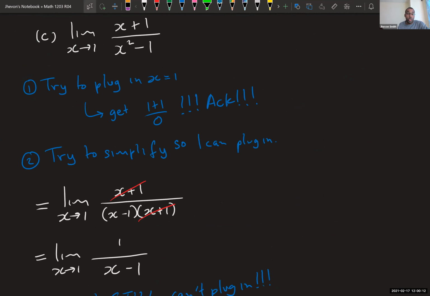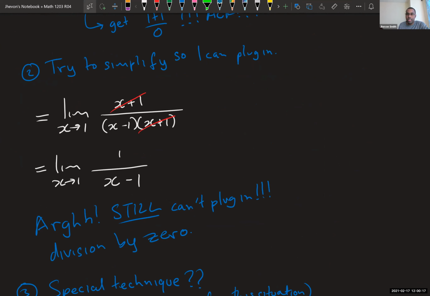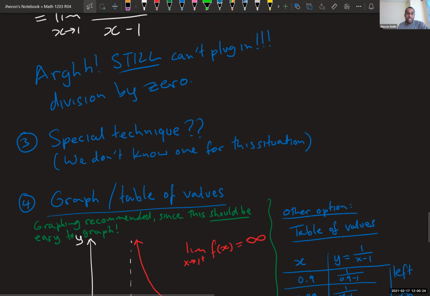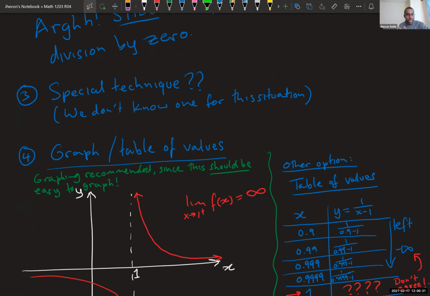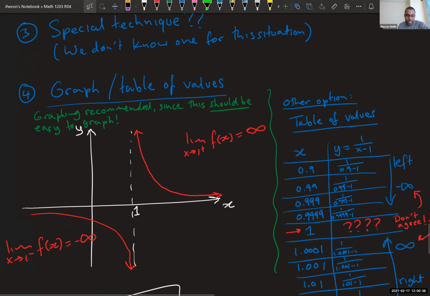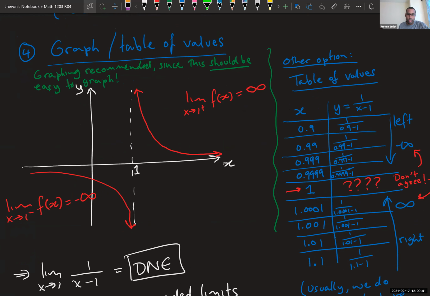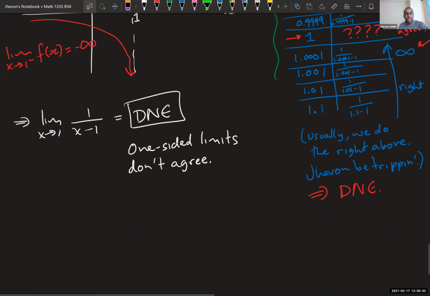So you see this, try to plug in, can't plug in, division by 0. Try to simplify, easy, difference of squares. Jhevon thought he could trick me. I see you're ahead of your plans, Jhevon. Then you're like, damn it, my plans have been foiled. Jhevon saw that I would do this and it's still there, it's still bad. So now you think, okay, what else can I do? Special technique, you go into your utility belt, a special technique. Okay, nothing's there, all right, graph it. All right, use the graph jutsu. And that shows you that D and E is what you would get.